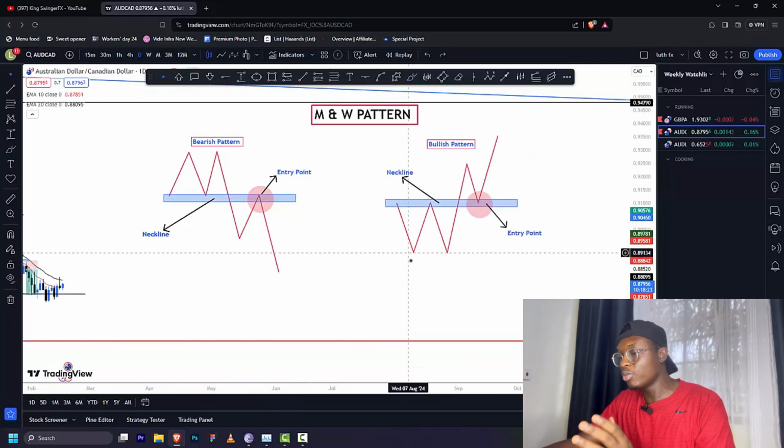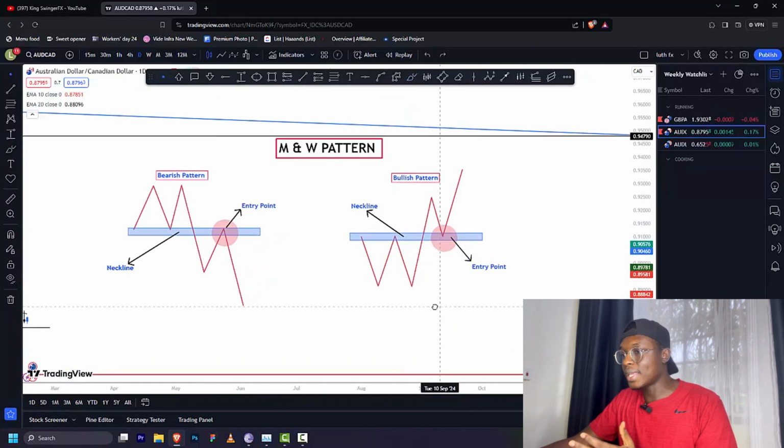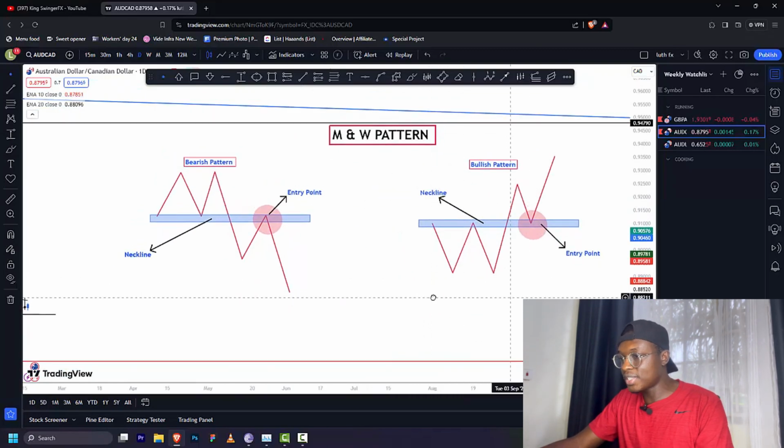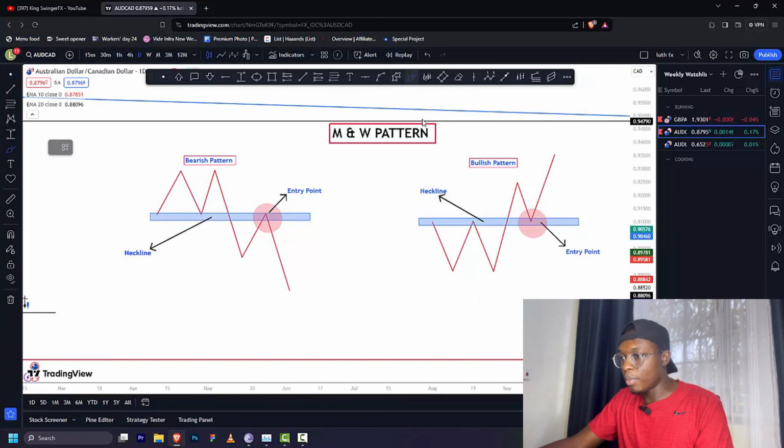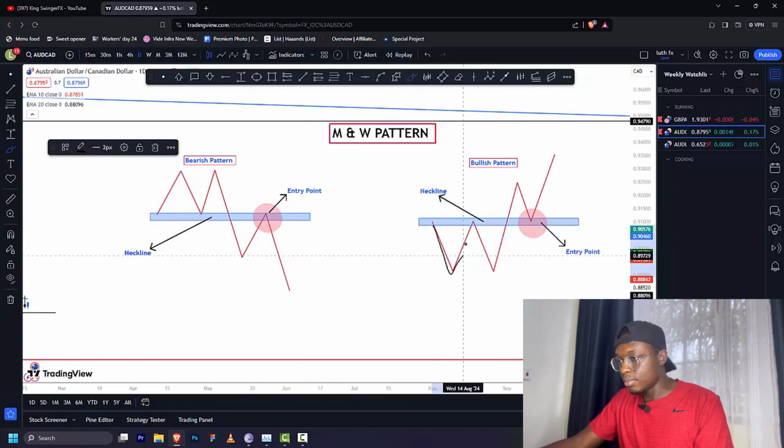The same thing also happens in the W formation. Like I said, W formation is a bullish pattern, and the M formation is what? A bearish pattern, right? Now the W formation, the same thing happens, right? When we see the market forming a double bottom, this is our resistance zone here, and this is our support zone here.